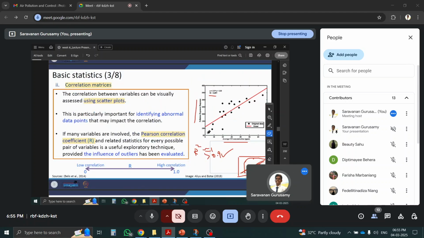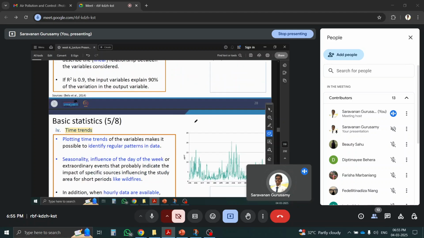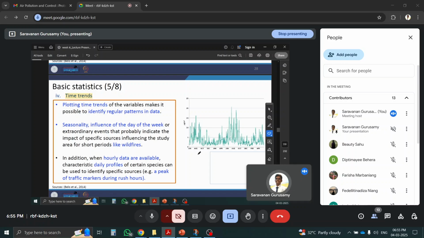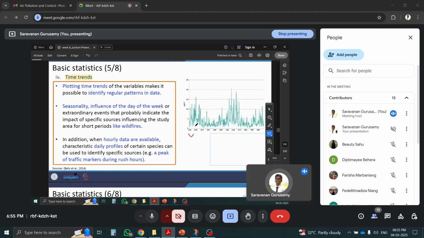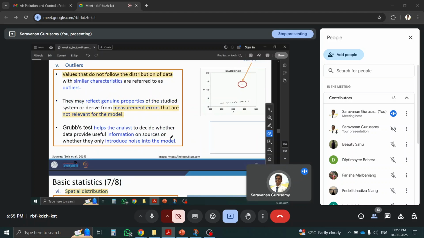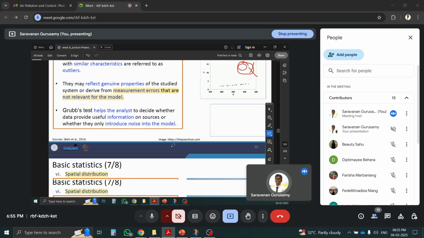Okay, so the correlation matrix you can get from this, and then linear regression analysis you can do, and time trend analysis you can use for seasonal variation. If you are finding any pollutant at different seasons, you can use the time trend graph from June to April to see how it is varying. That's the time trend graph for seasonal analysis. And then outliers, that's the unwanted data I'm talking about. Those are the error minimization technique.